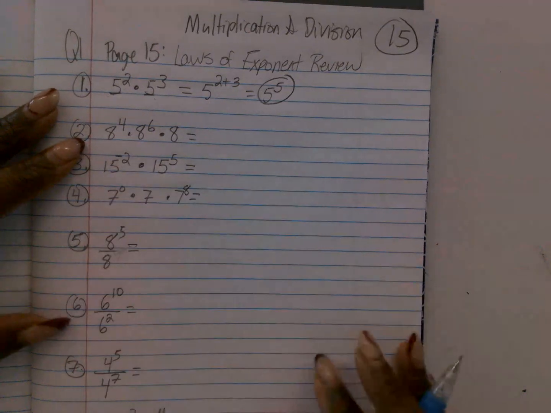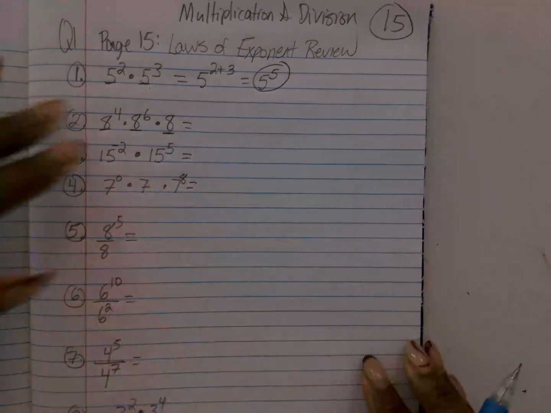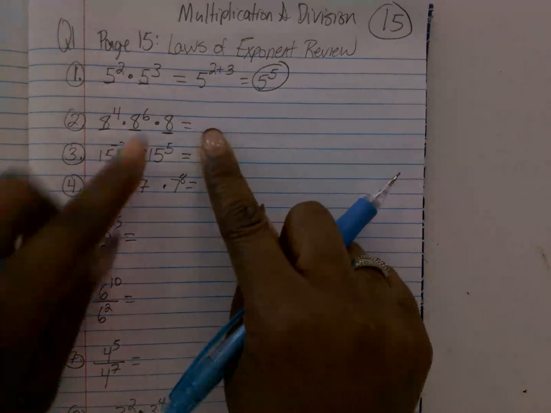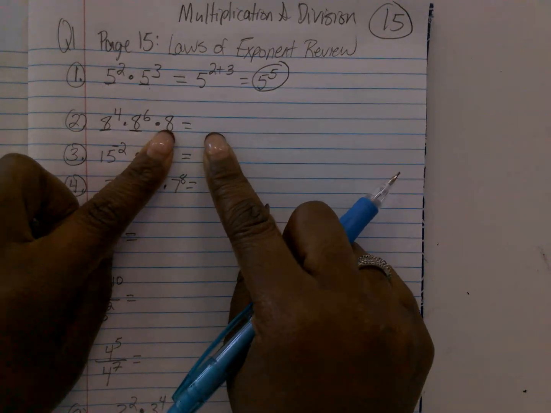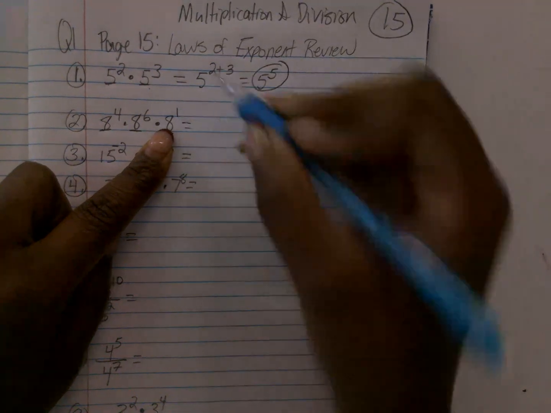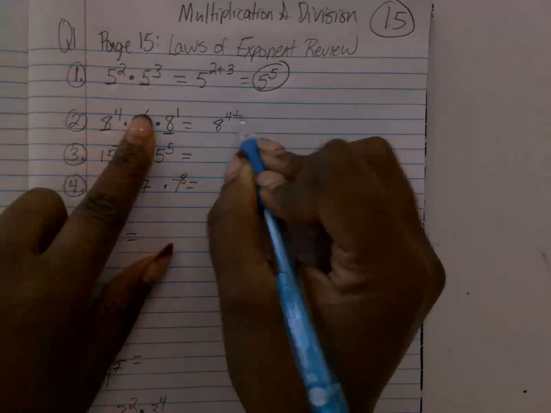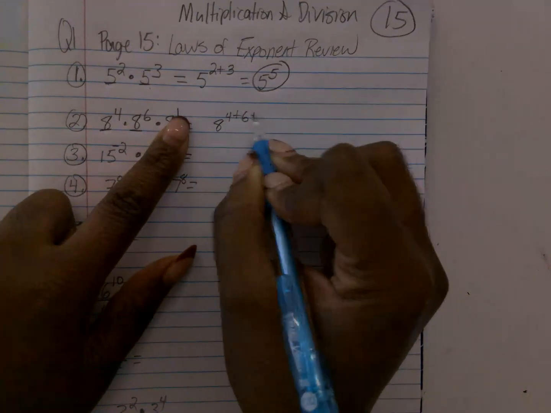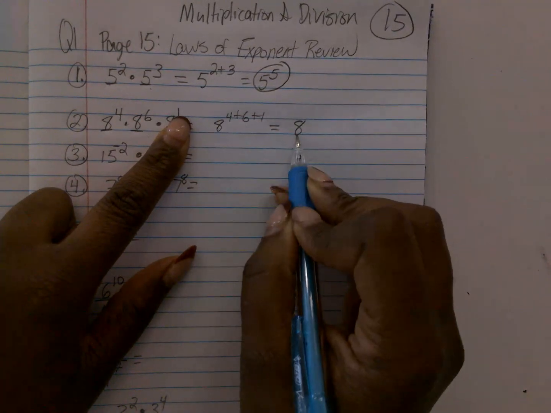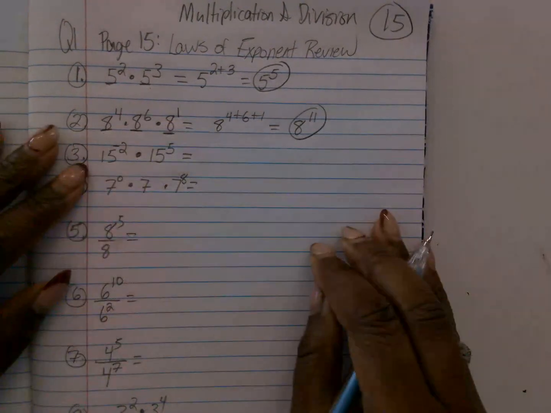The next one. All the bases here are alike. What we notice is that this one does not have an exponent. If you don't see an exponent, the exponent is automatically what? 1. So now 8 is being multiplied 4 times here, then 6 times here, then 1 time here. We add those exponents together. So 8 is being multiplied a total of how many times? 11. Perfect.